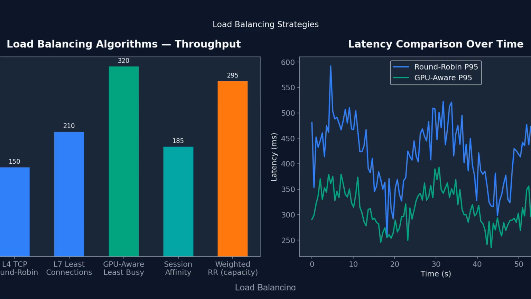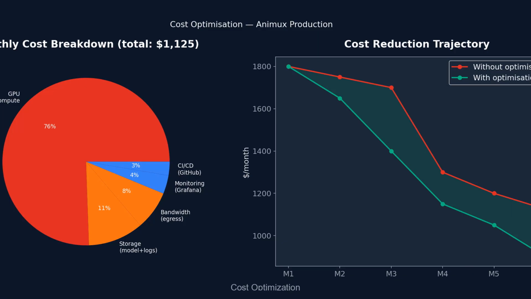The practical takeaway: if your load balancer supports custom health metrics, wire it to your GPU utilization Prometheus endpoint. The throughput difference, 150 versus 320 transactions per second, is entirely free performance. No hardware changes required. This cost breakdown is for a real production deployment called Animux.